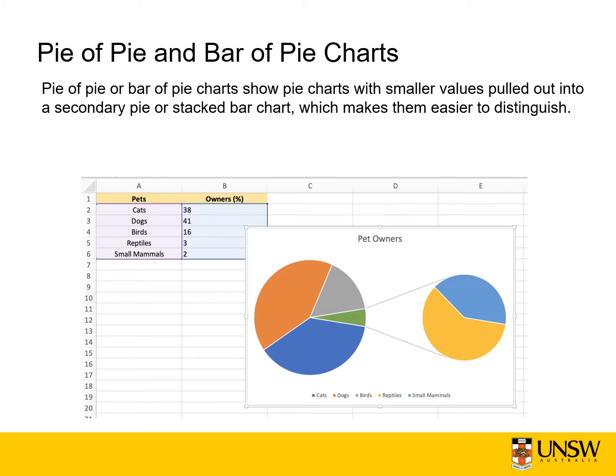When creating a pie of pie chart, Excel moves the smallest slices of the pie chart to another pie chart. For example, as you can see here, Excel moved the small green part of the pie chart that includes reptiles and small mammals into another pie chart. Please consider that you shouldn't use pie of pie chart when there are many categories or when categories don't total 100%.